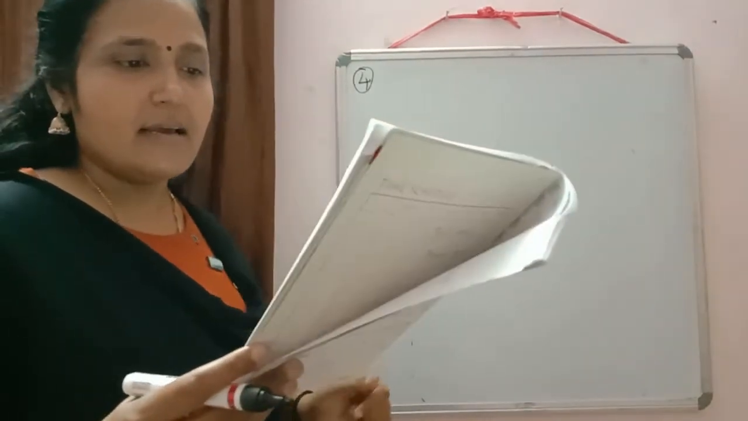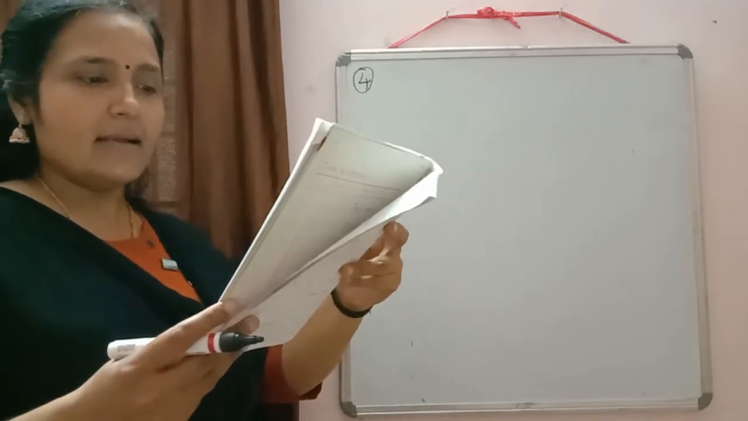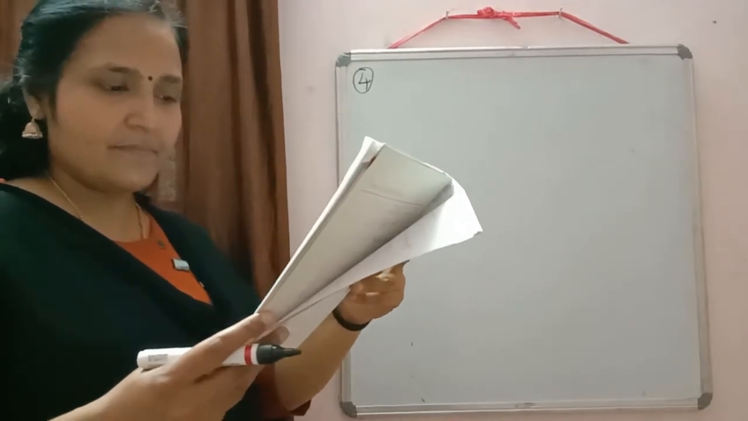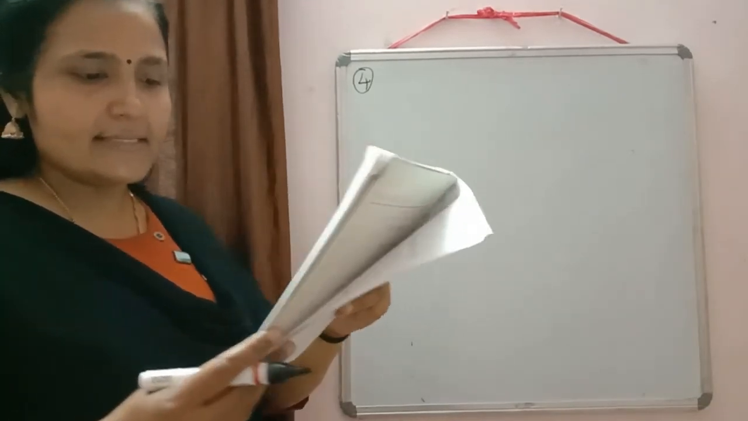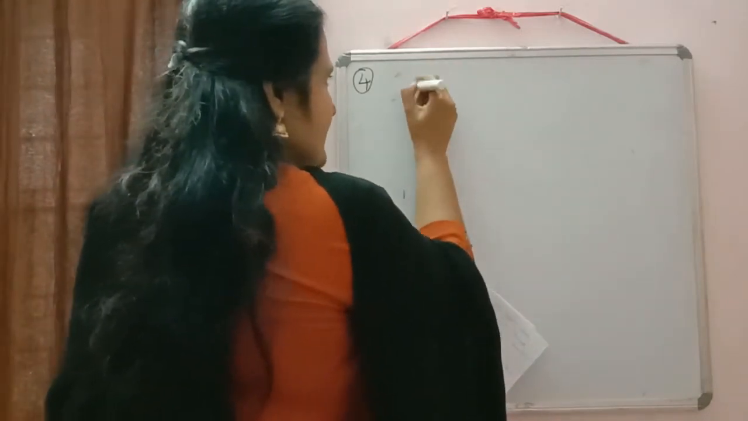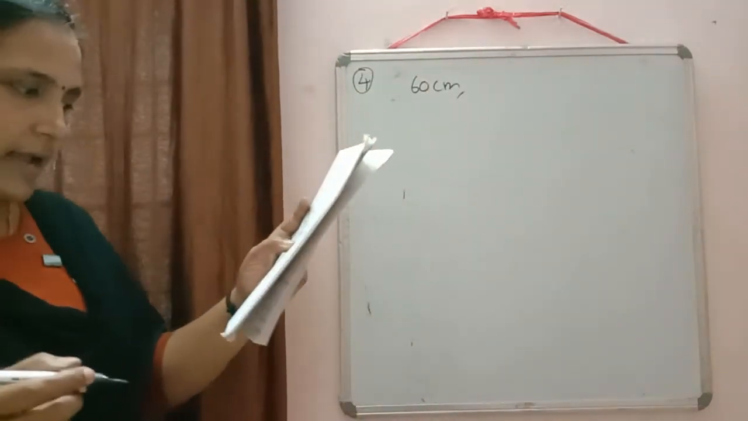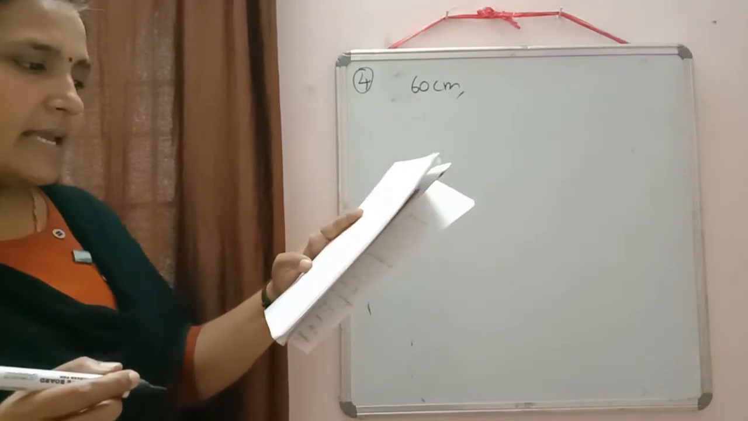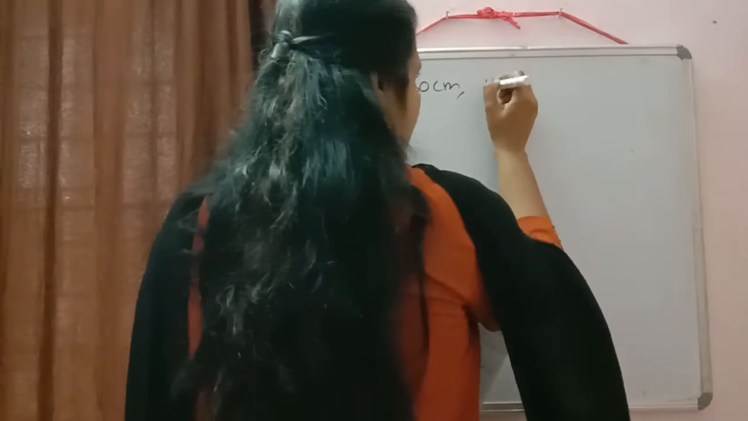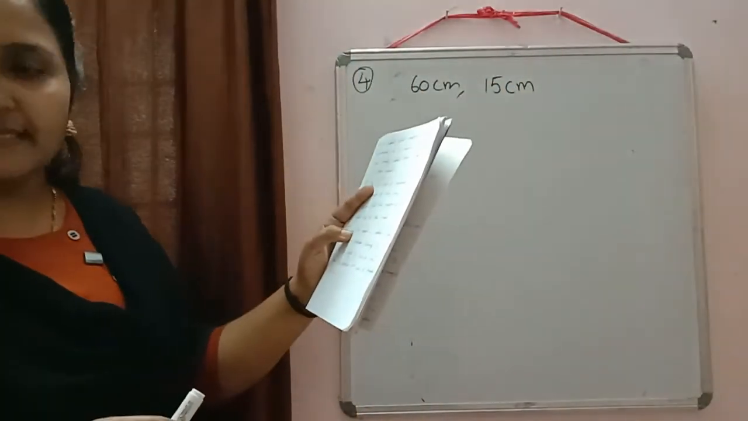Next question is, find the angle in radian through which a pendulum swings if its length is 60 centimeter. The length of the pendulum is given as 60 centimeter and the tip describes an arc of length 15 centimeter.